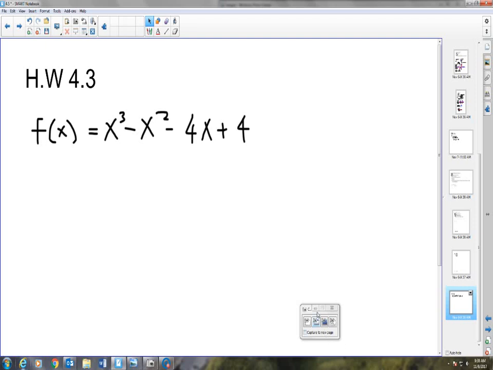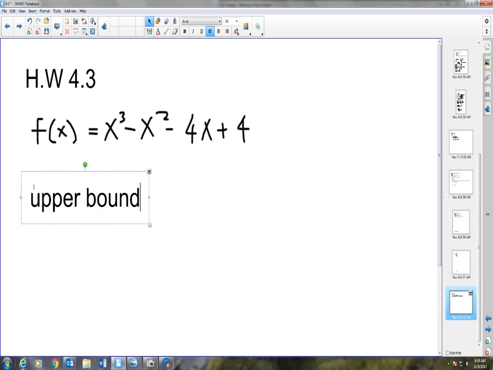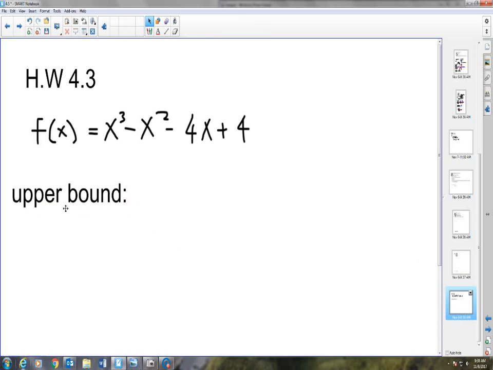Alright, in this video, I'm going to explain a little bit more about your upper and lower bound of the zero. This is an example coming out of homework section 4.3. So for the upper bound, let's take a look. When we do the P over Q right here, the Q is 1 and the P is 4, so that means my potential real zeros are going to be integers.